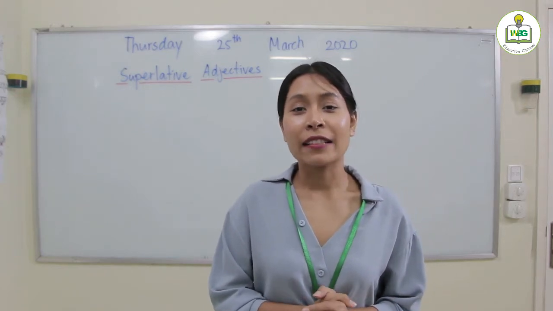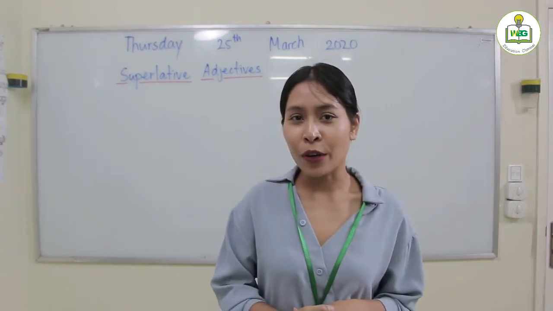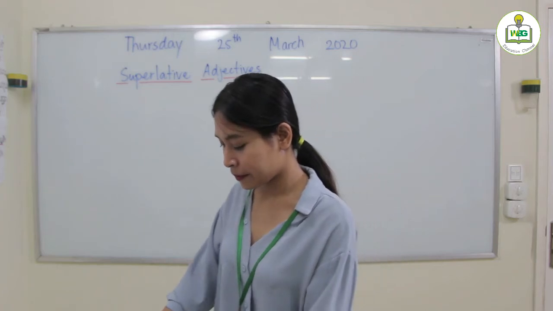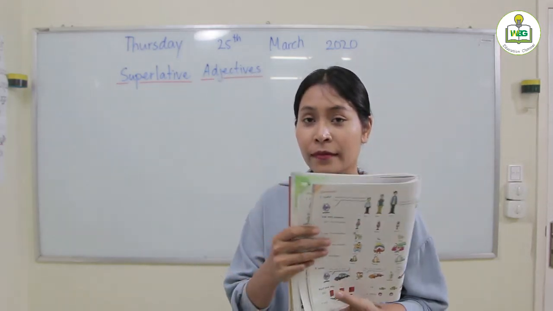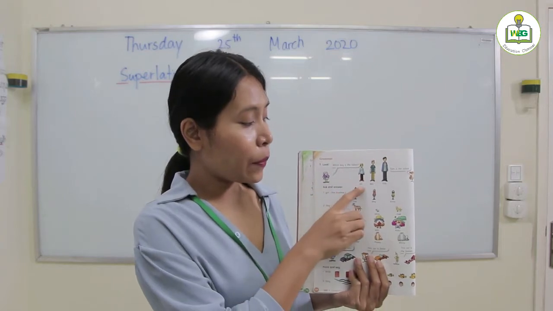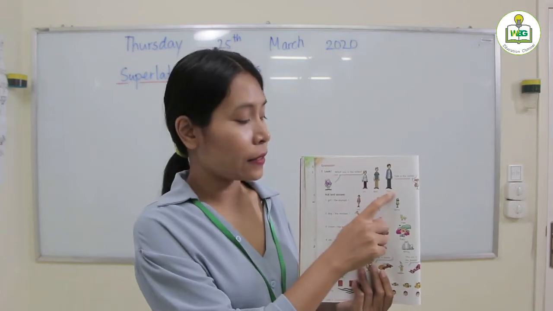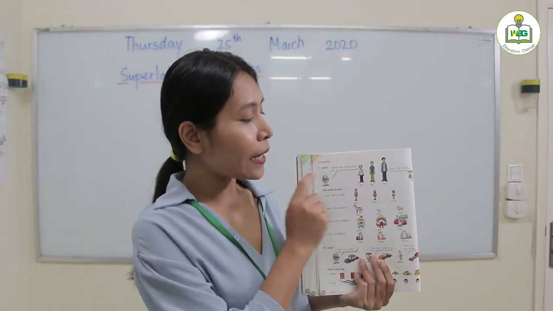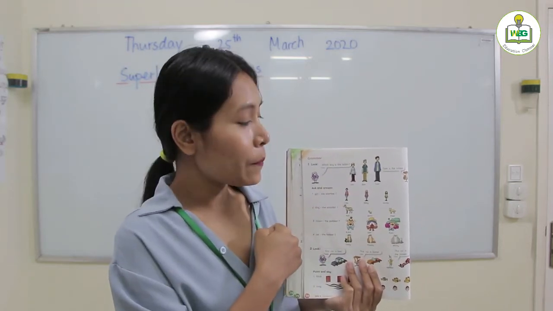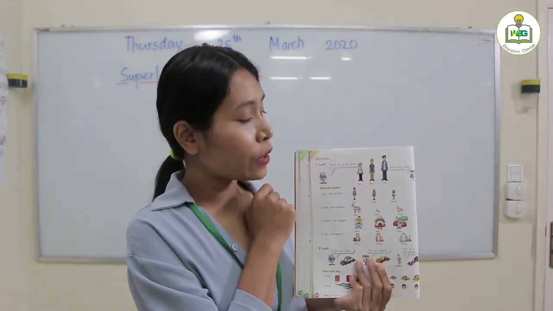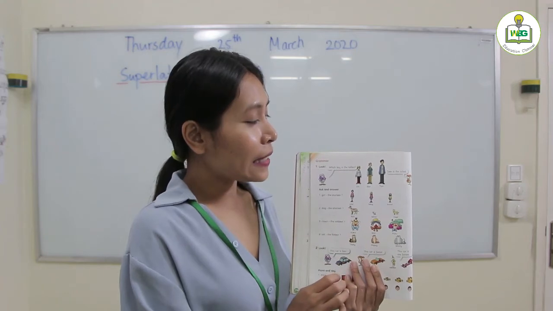Alright students, now it's time for us to do some work in our book. Please take out your pupil's book and turn to page 94. As you can see in the example here, they are looking for the tallest boy among these three boys. Which boy is the tallest? Please look at their height. Of course, we can see clearly. Tom is the tallest.